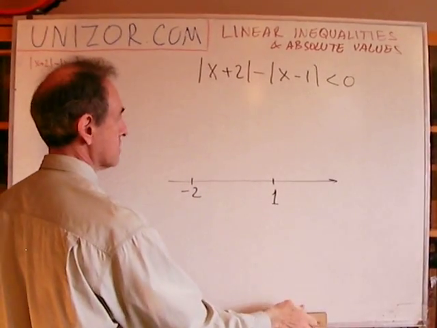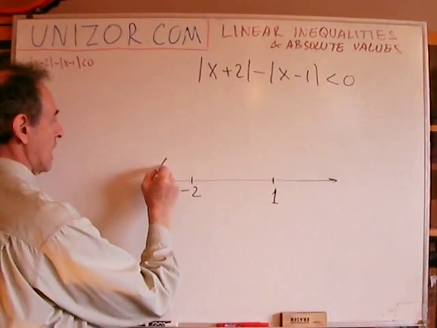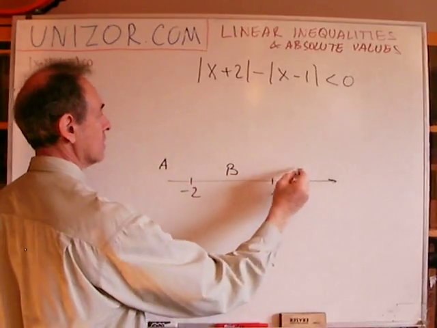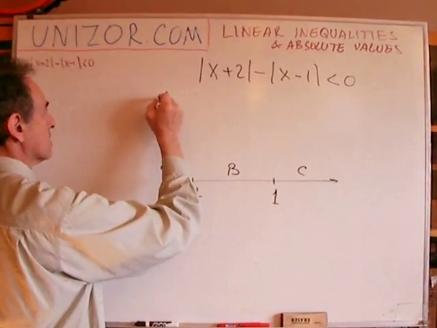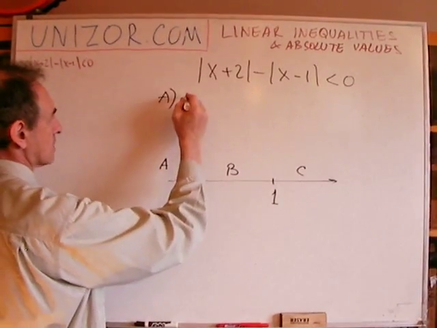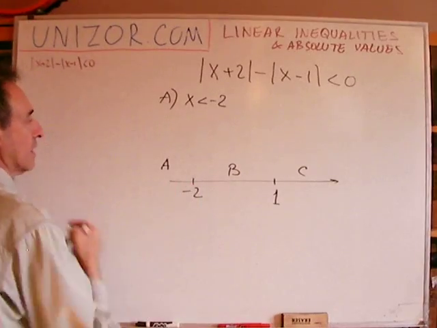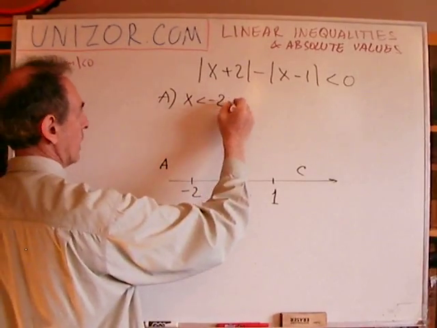And let's do just this. So we have three different cases. This is area A, this is area B, and this is area C. So let's consider area A. Now, A is x less than minus 2, right? Everything to the left of minus 2. What do I have?